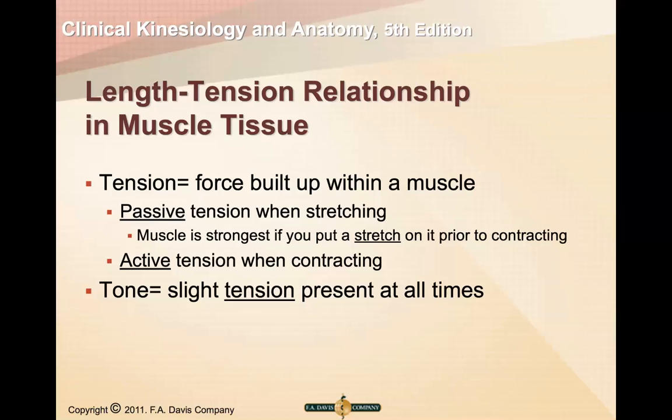So all voluntary muscle contractions, isometric, eccentric, and concentric, are active tension.